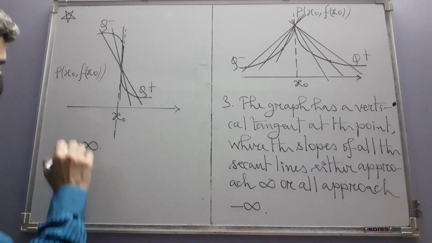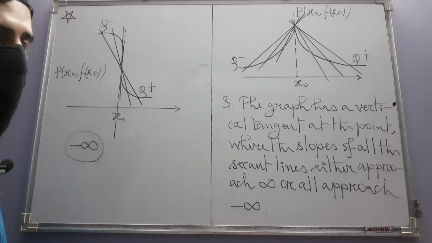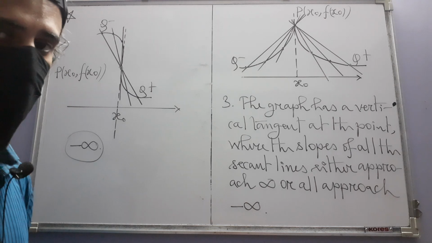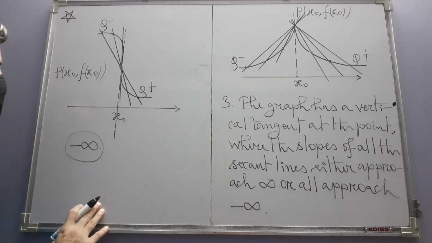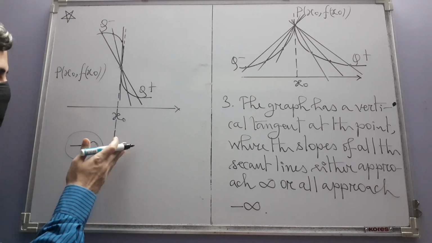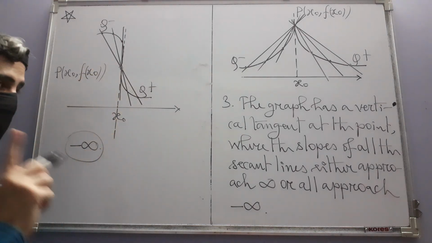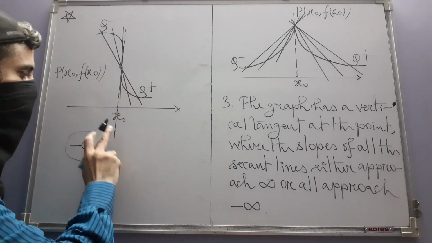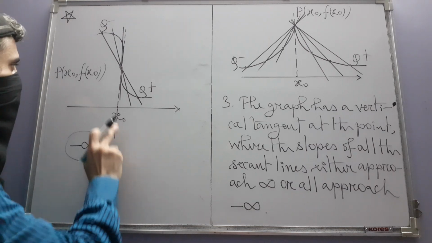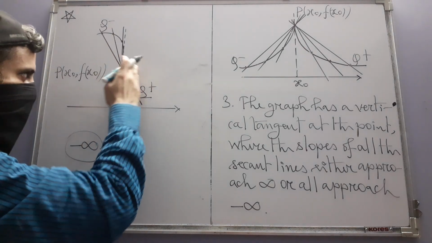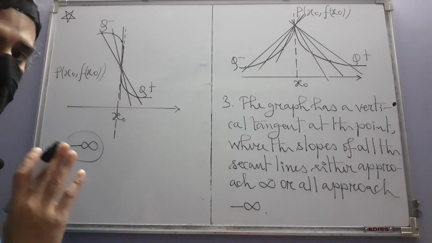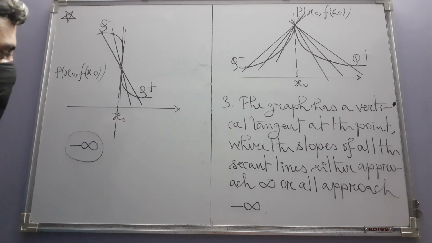But minus infinity is not a derivative value because it's not a real number. And that is why in this case also the function fails to be differentiable at P, although in spite of not being differentiable at P, the graph does have a tangent, and that is a vertical tangent.